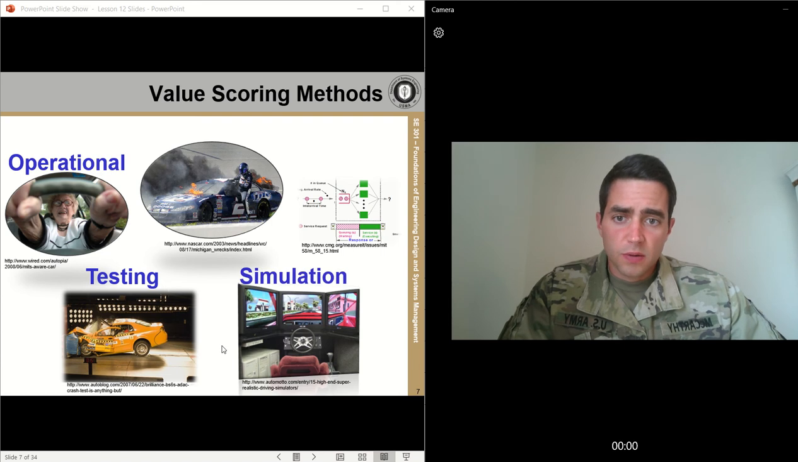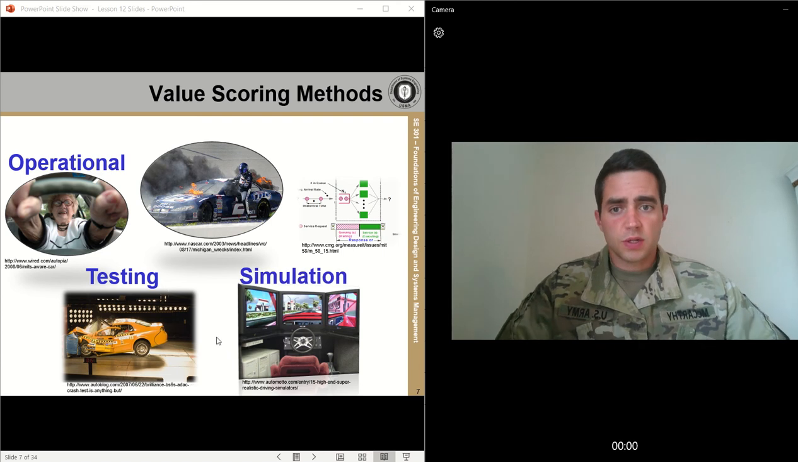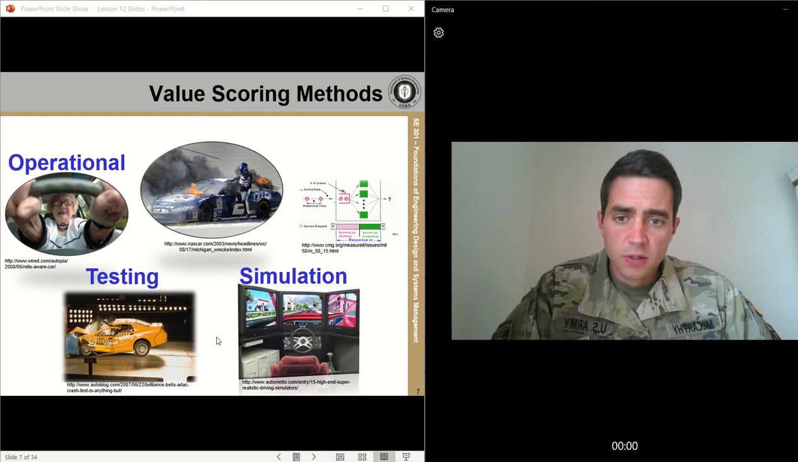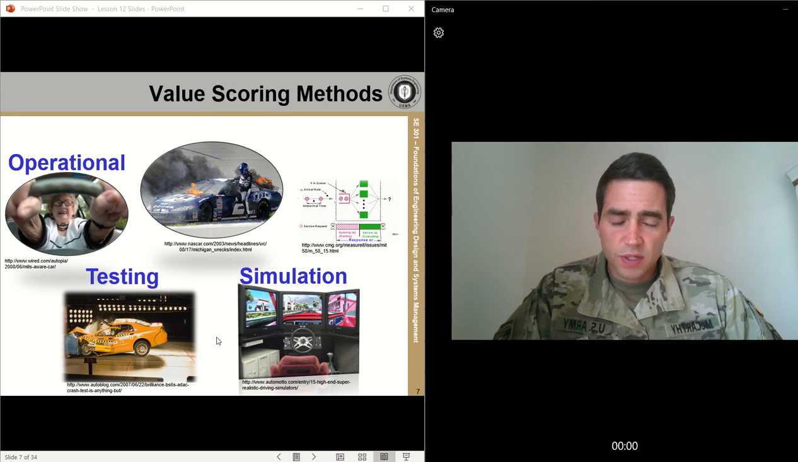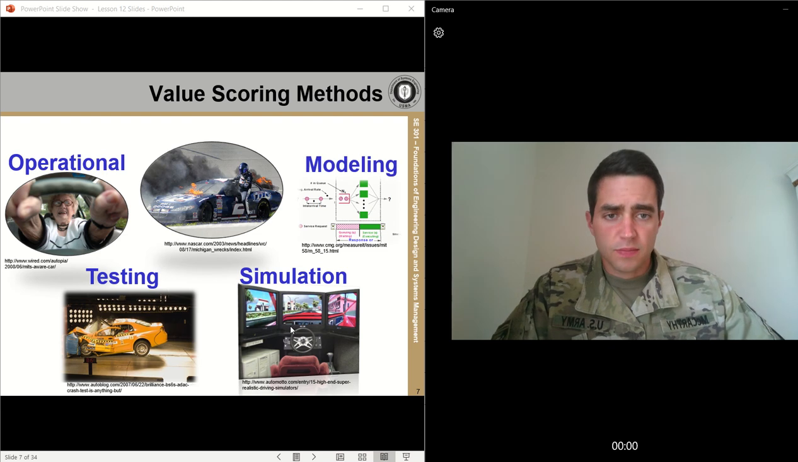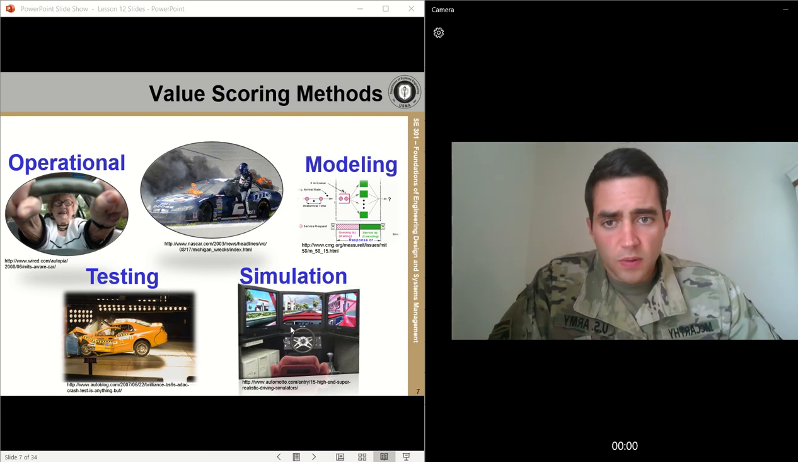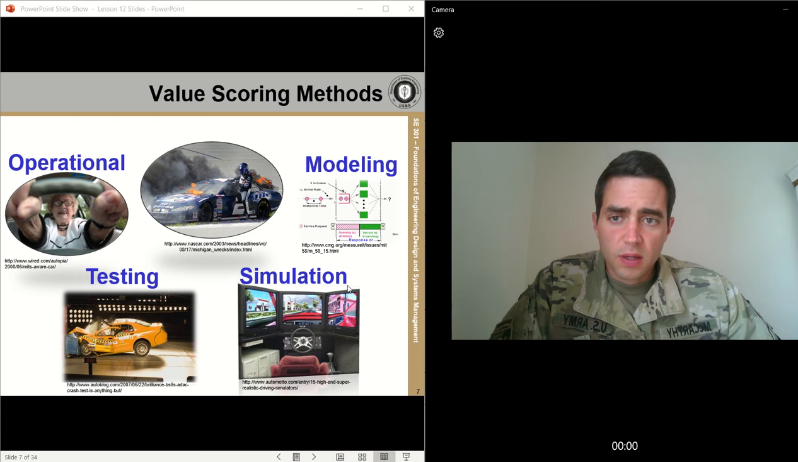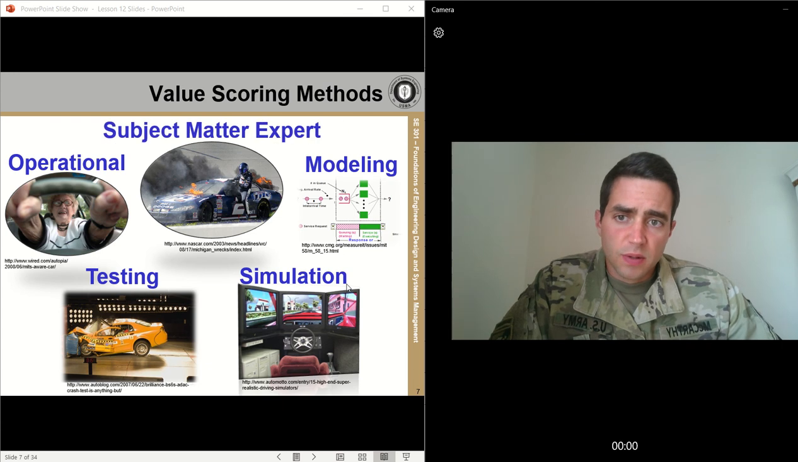Another method that we could use is simulation. And we'll talk about simulation and modeling a little bit more later on, but simulation is a computer representation of the actual system. It's a lot less expensive than testing would be. And you can imagine that we can run this simulation hundreds of thousands of times and not have to create a new vehicle every single time we simulate a crash. So there's benefits to that. Another way that we can get the data is through mathematical models or other types of modeling. And then the final one is through subject matter expertise.